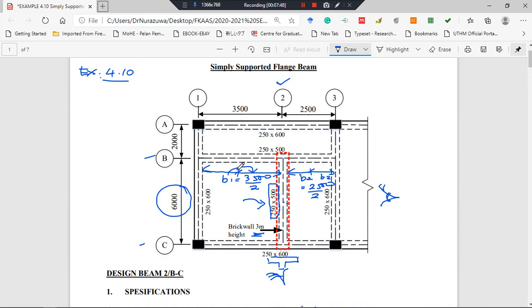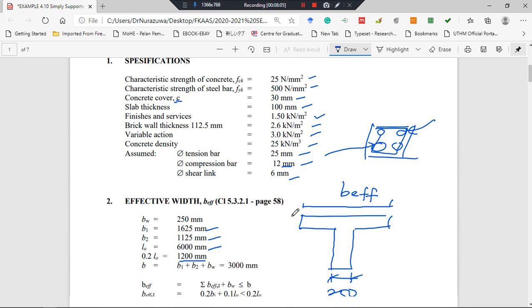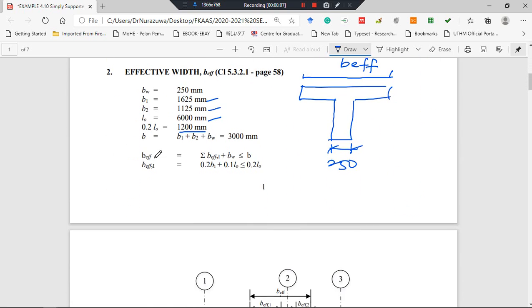Okay, B is from here, the actual width. So this is the B. B is the total of B1 plus B2 plus the 250, the web width. So it is equal to 3000 millimeter.